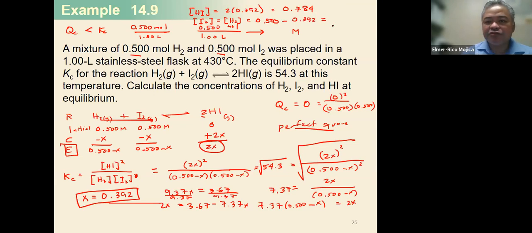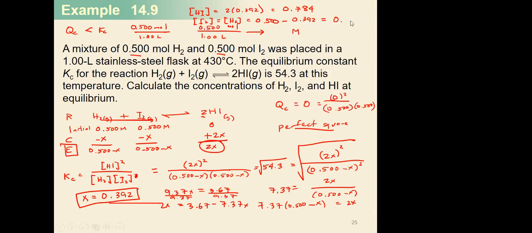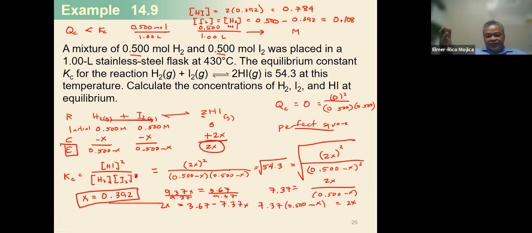Now for the I2, which is also equal to the H2, that will be 0.5 minus 0.392. And that would be equal to what? 0.108. Is that 0.108? Yes. So that's the answer.